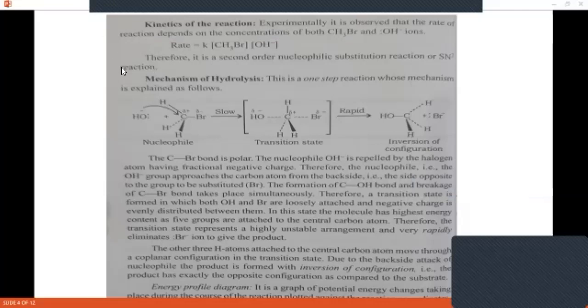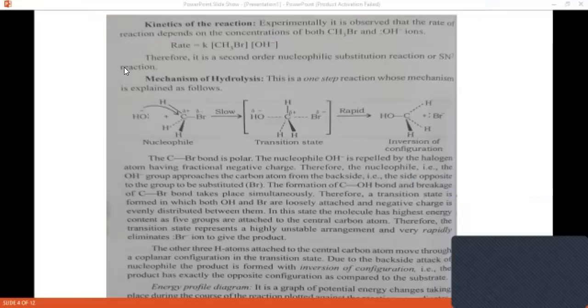Hello everyone. In the last lecture, we discussed the nucleophilic substitution reaction. We started with the SN2 reaction, and we saw the statement of the SN2 reaction and the kinetics of the reaction. Today, we will start the remaining part of the SN2 reaction.